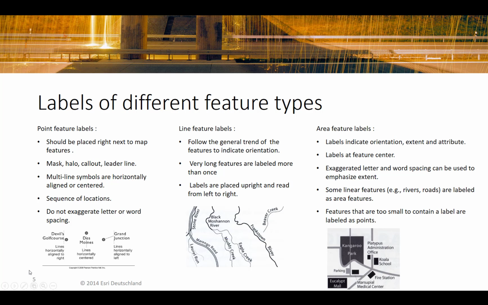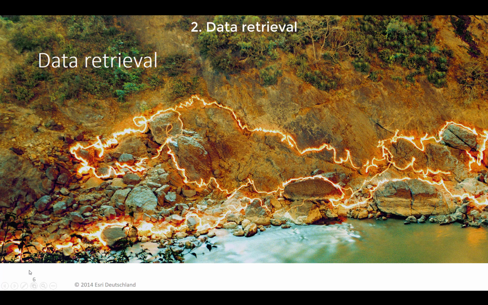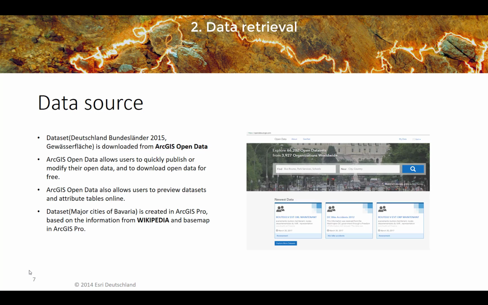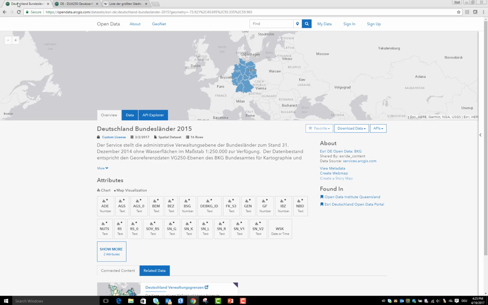Datasets we're going to use today are downloaded from ArcGIS Open Data and also created in ArcGIS Pro using the information from Wikipedia and Basemap in ArcGIS Pro. ArcGIS Open Data allows users to quickly publish or modify their open data and also download open data for free. There are 2 shapefiles that are needed for this exercise.